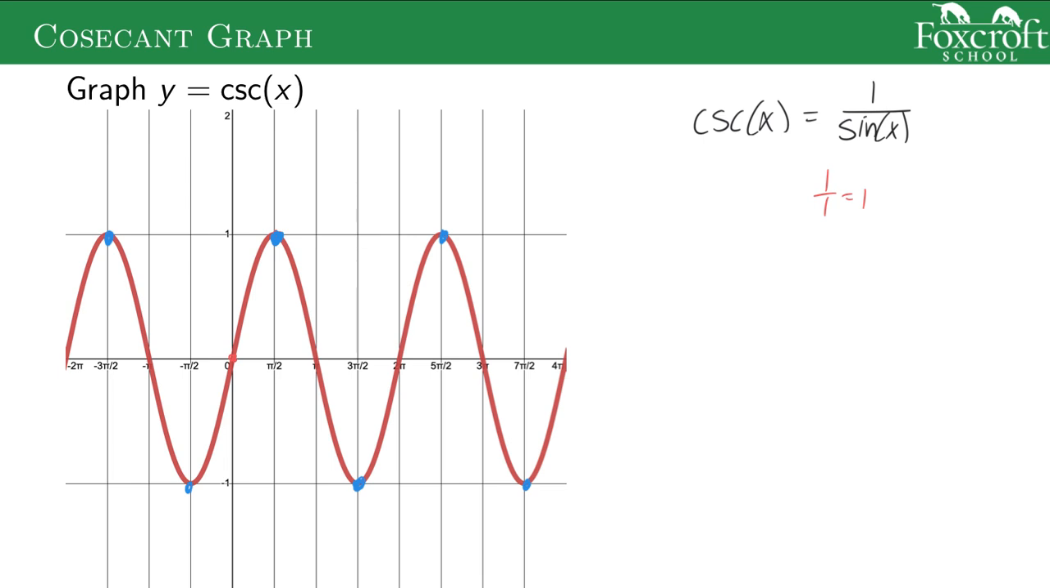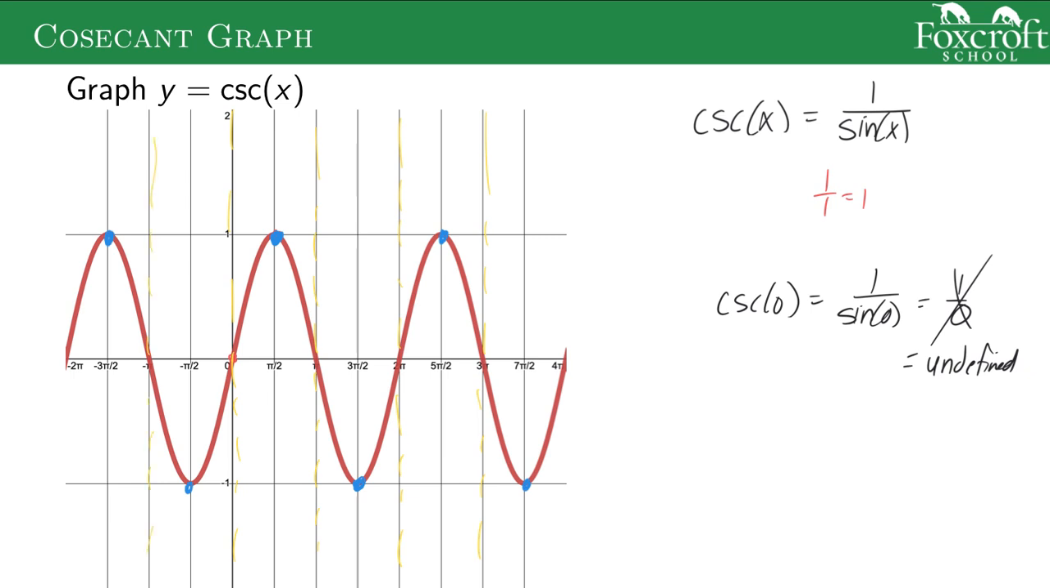What happens if I try to plug in 0 into cosecant? Cosecant of 0 is 1 over sine of 0, which is 1 over 0. And that's bad. You can't divide by 0. So this is undefined. And we learned about this in our rationals unit. If you try to divide by 0, it gives you what's called a vertical asymptote. So you have to put these dashed lines here. Whenever sine is 0, you're going to get a dashed line. That's a vertical asymptote.